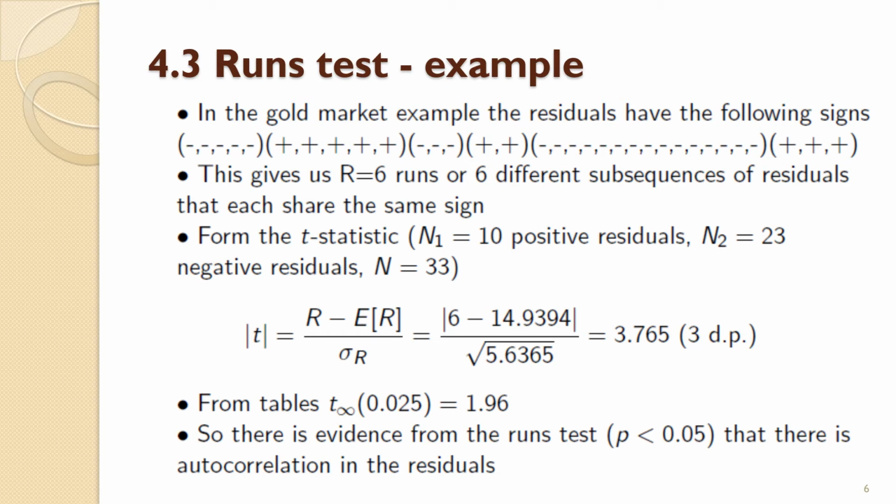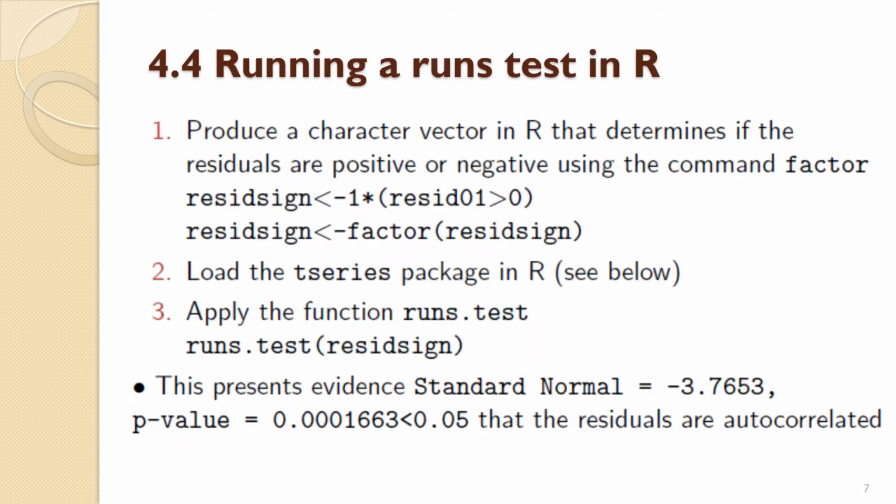And this is something that is relatively straightforward to perform in R, as we'll show you in the next slide. So how you do this in R is that first of all you need to produce a character vector that determines if the residuals are positive or negative using the command factor. What the command factor does is give you what's called a character vector, which would in this case tell you whether or not this condition here is true or false. So this would be true if the residuals are positive, false if the residuals are negative.